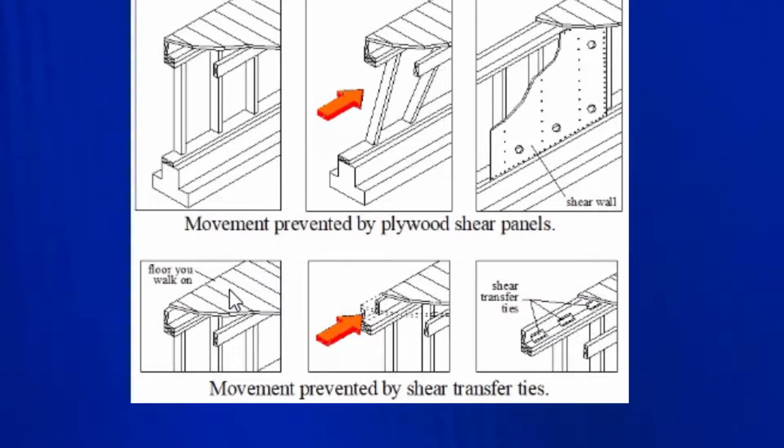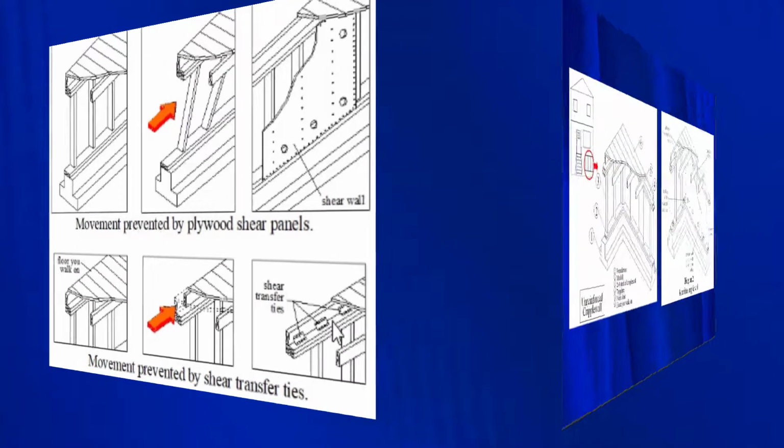And finally here we have the floor that we walk on. This is the floor framing. Earthquake force is pushing this way, trying to slide the floor framing off the top of the cripple wall. And then we put in these shear transfer ties, also known as floor connectors.